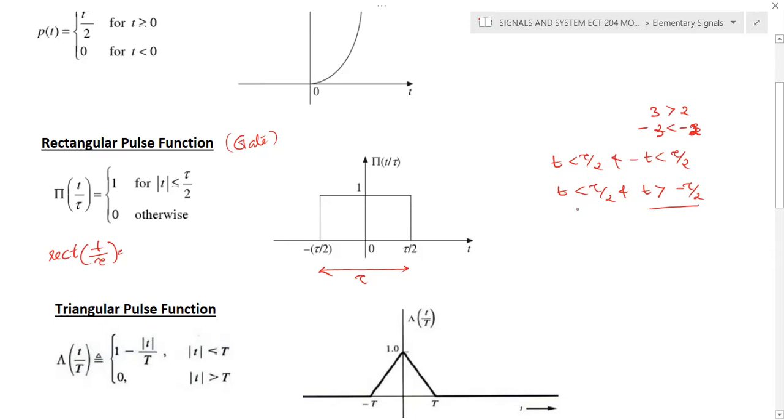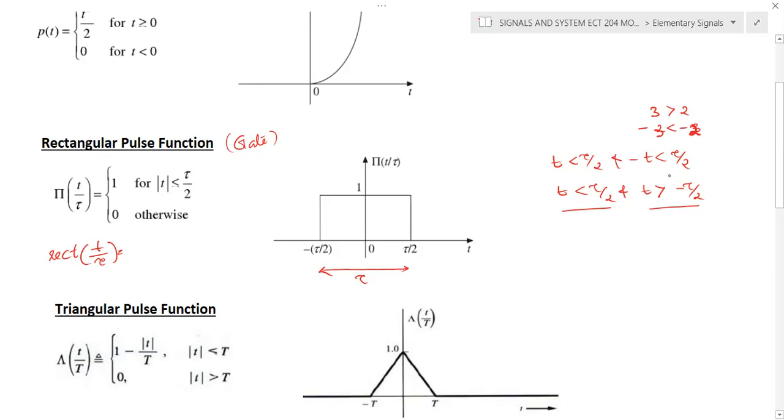This is one case, and it is less than tau by 2. So we can combine these two things by using a modulus of t. So instead of writing two limits, you can simply write modulus of t less than tau by 2.